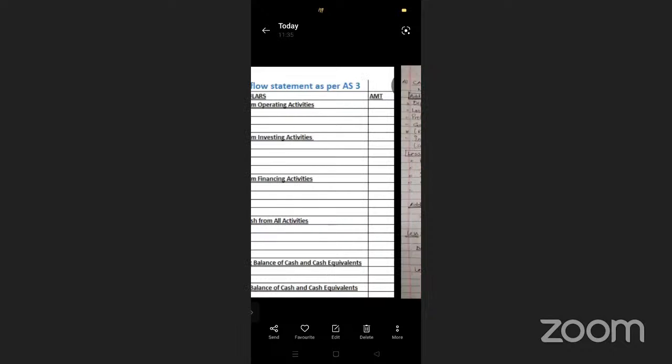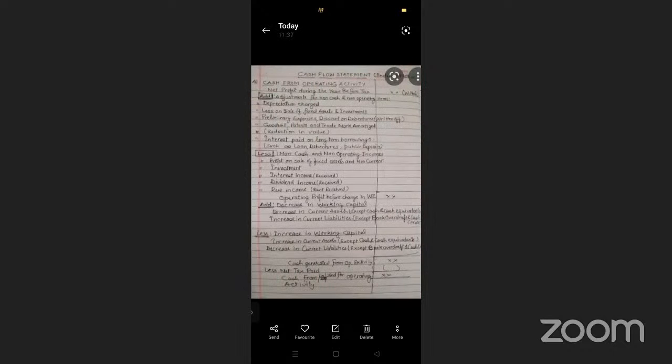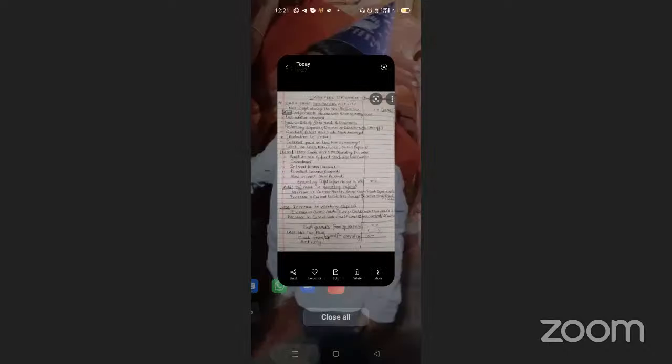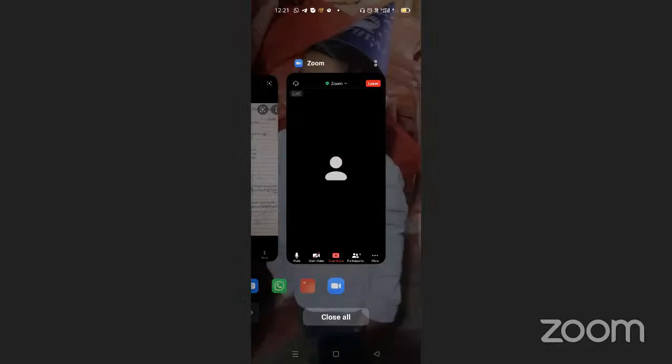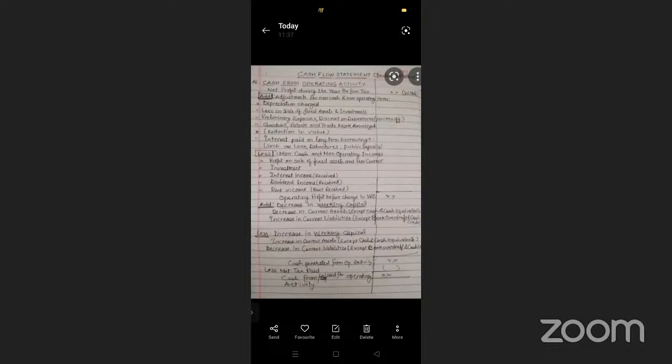Are you able to see the other format which I am sharing with you all? Are you able to see the other screen which I'm sharing? The detailed format. Yes, ma'am.